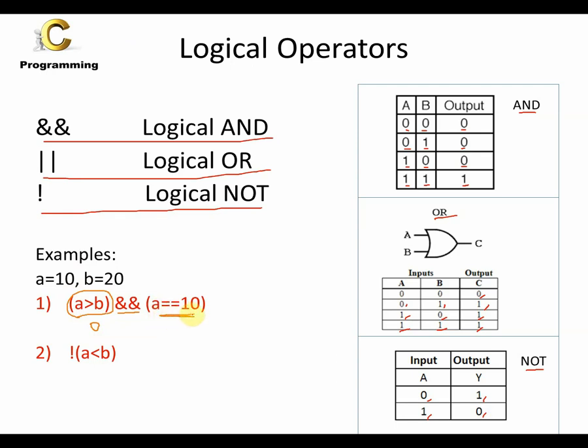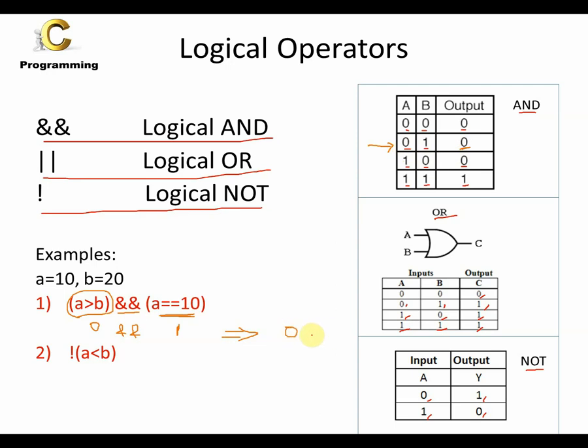False meaning 0. Now the next part, let's evaluate this one. Is A equal to 10? Of course A is equal to 10, so you get 1. Now 0 and 1, so in between you have to perform the operation AND. So the logical AND operation is to be performed, and for 0 and 1, let's look at the truth table of the AND operation. So which case is it? It is this particular case where you have two inputs as 0 and 1 and you get an output of 0. So the final result will be a 0.